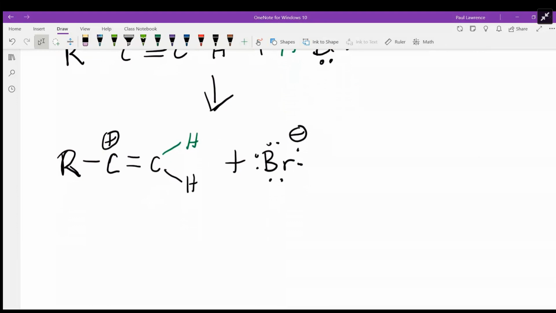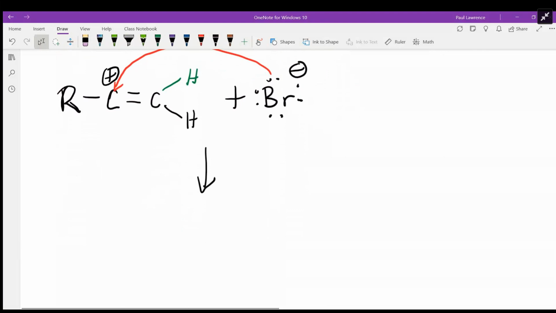And so our next step then is the bromide is going to take one of its lone pairs, come in and attack like so. And that's going to give us something that looks like this. And a green hydrogen there.